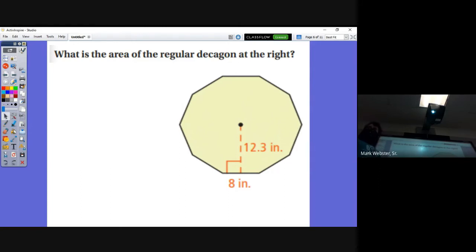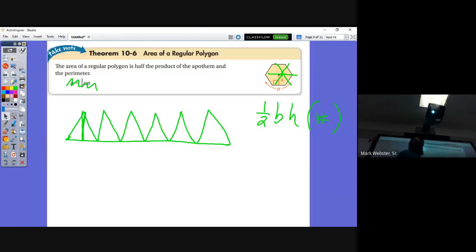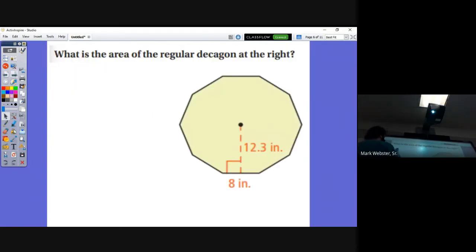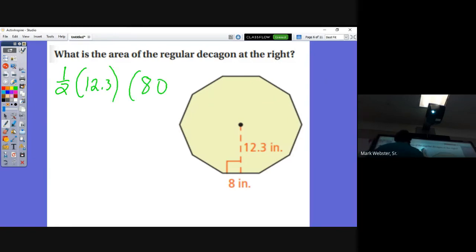I could go through and figure out the perimeter. How many sides are there? 1, 2, 3, 4, 5, 6, 7, 8, 9, 10. So the perimeter is 80. Right? And then I can just do, the apothem is 12.3. The perimeter is 80. And then I can do whatever that is, right?